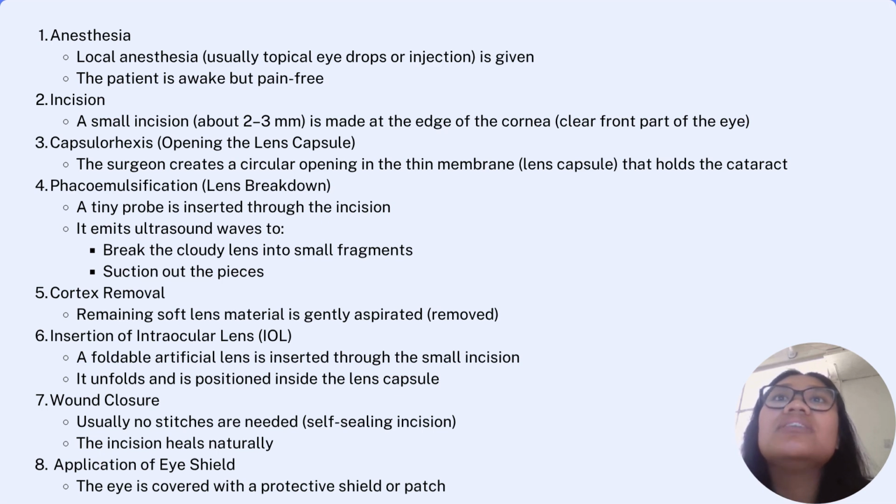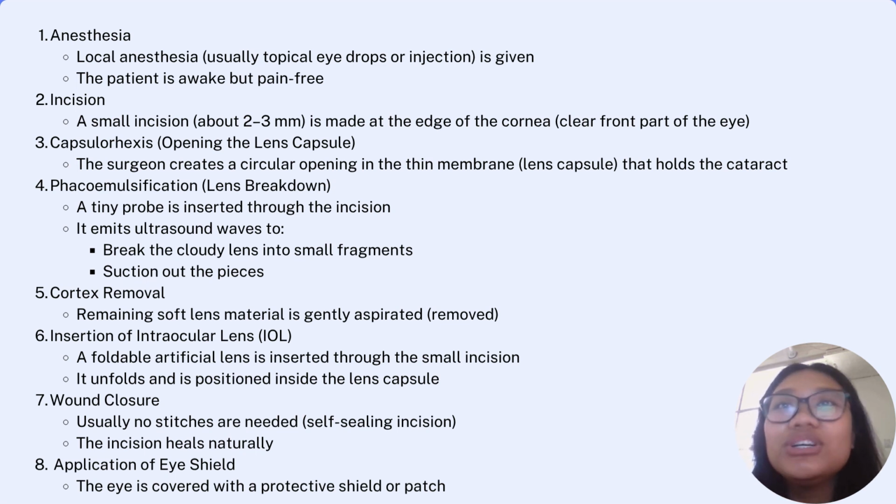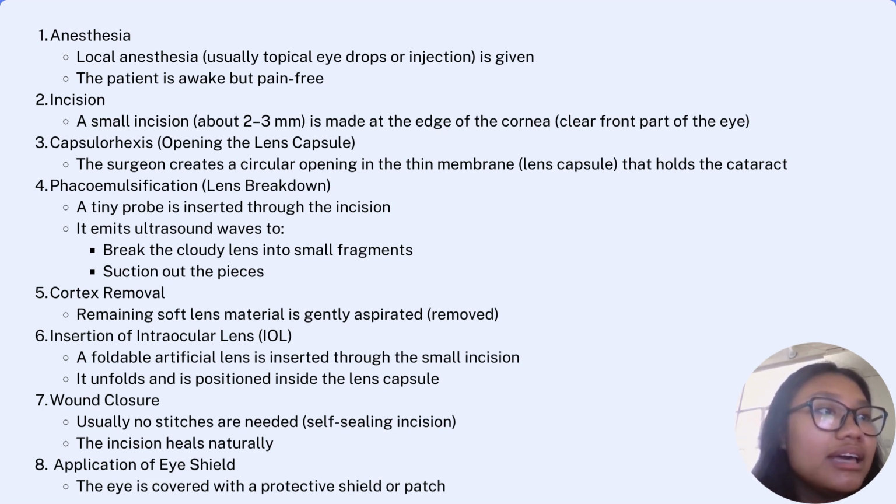Sixth, insertion of the intraocular lens. A foldable artificial lens is inserted through the small incision, and it unfolds and is positioned inside the lens capsule. Seventh is the wound closure. Usually no stitches are needed because it is a self-sealing incision and the incision heals naturally. And then eighth is the application of the eye shield. The eye is covered with a protective shield or a patch.